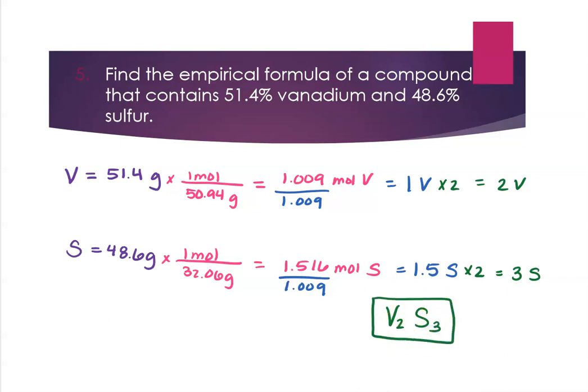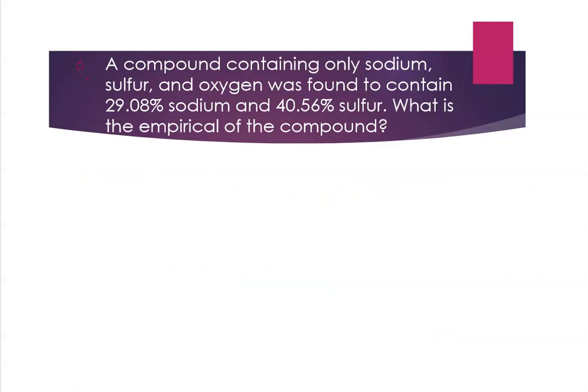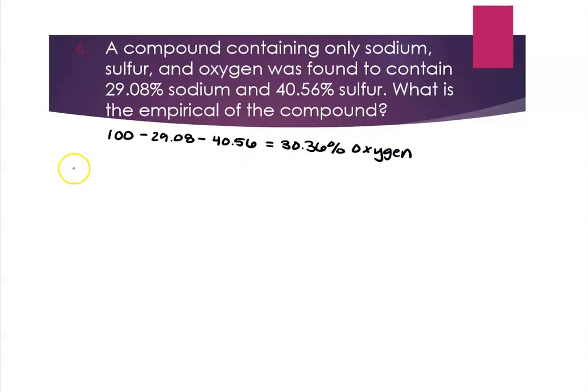All right, let's do one more. So here we have a compound containing sodium, sulfur, and oxygen. So we have the percentages of sodium and the percentages of sulfur, so we need to find the percent oxygen. We can do this the same way that we did before. It's got to be out of 100, so I subtract the amount of sodium and the amount of sulfur, and I get 30.36% oxygen. And now I have everything I need.